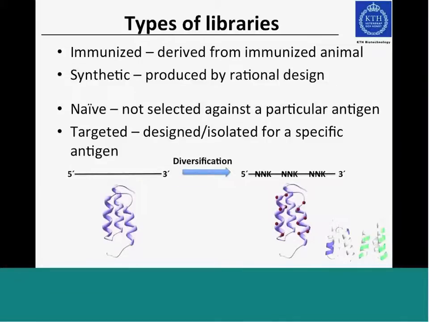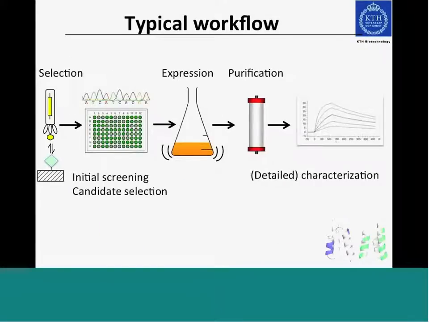Here's an example of the typical workflow we use. So we start off with a combinatorial library and use some kind of selection system. Here it's represented by a phage carrying the protein of interest. We will go through this a bit more in detail in a while.